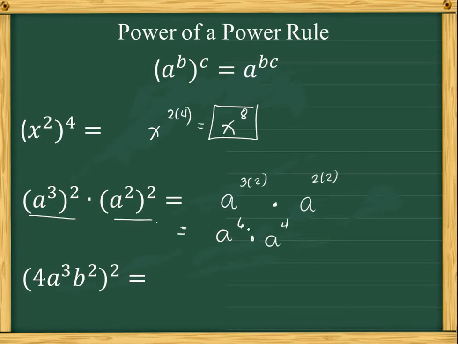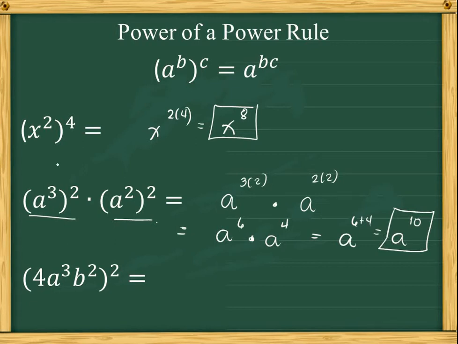Ito na ba yung sagot? Hindi pa. Bakit? We have 2 bases. Dapat isa lang ang base natin dito. So, kung papansinin natin, parehas naman yung base nila as A. So, copy A. At anong gagawin sa exponent? Since same base at multiply, we just copy the base and add the exponents. 6 plus 4 is equals to A raised to 6 plus 4 is 10. Therefore, the final answer is A raised to the 10th power. Last one.